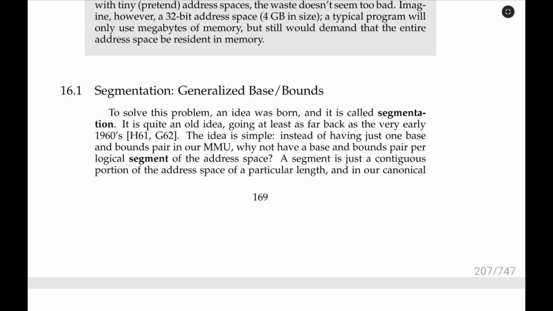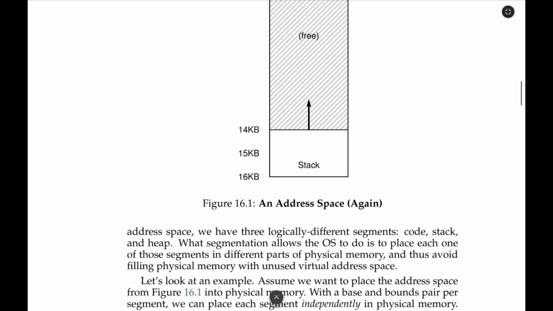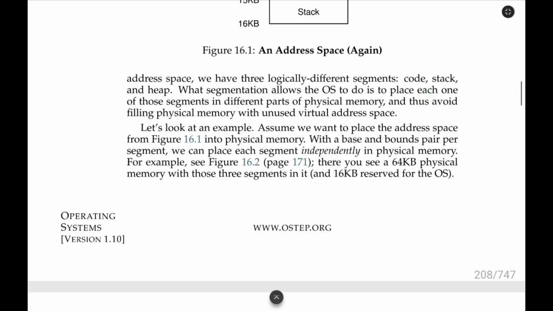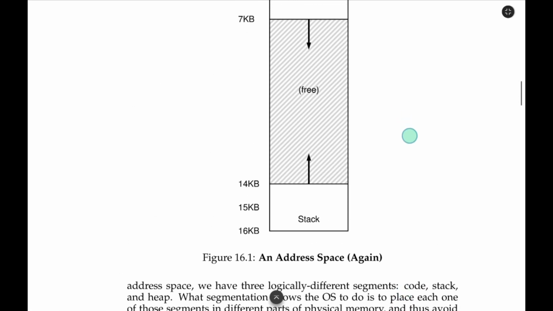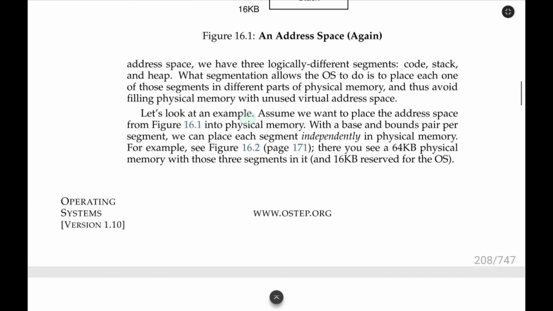A segment is just a contiguous portion of the address space of a particular length, and in our canonical address space, we have three logically different segments: code, stack, and heap. What segmentation allows the OS to do is to place each one of those segments in a different part of physical memory, and thus avoid filling physical memory with unused virtual address space. Figure 16.1, an address space again. Let's look at the example.